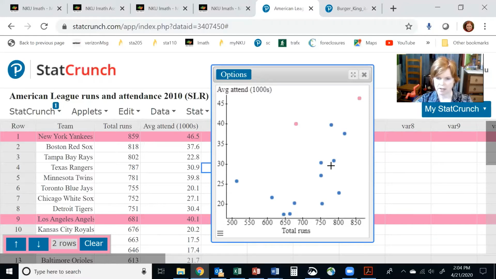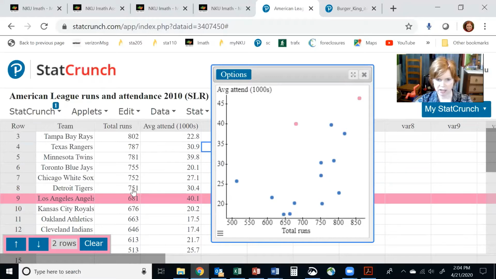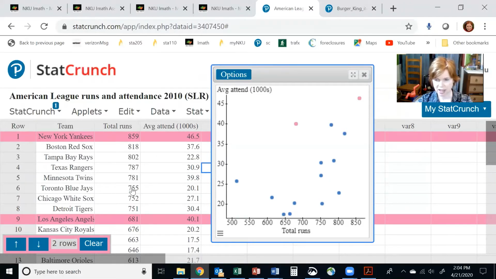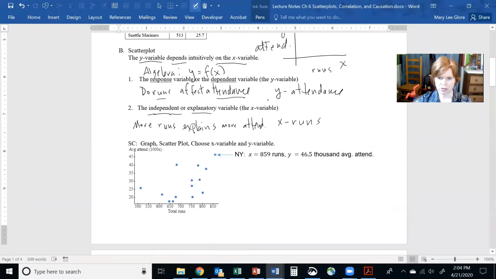So for each row, for each pair of data, this is paired data, but we're not doing a paired t. We have one dot on the screen. And you can see here, I kind of wrote that in here on the notes.